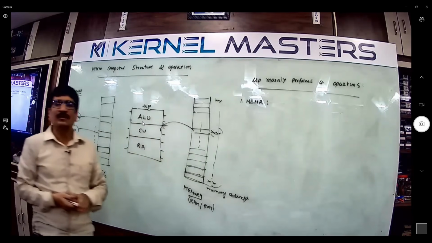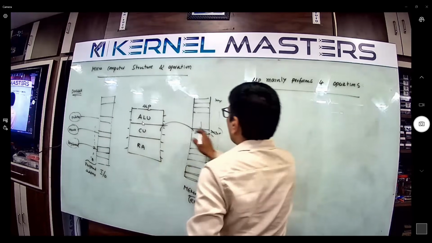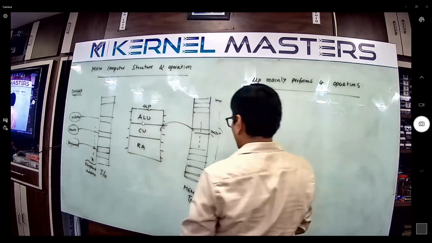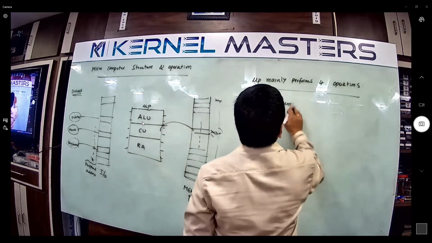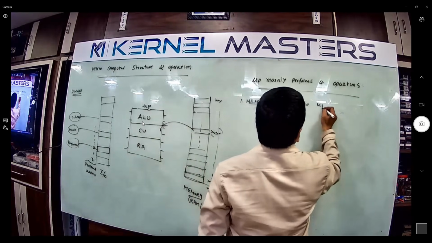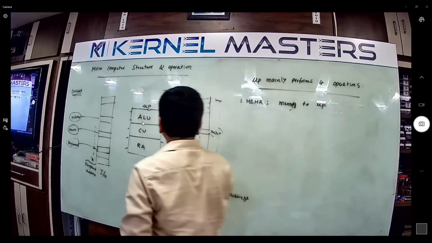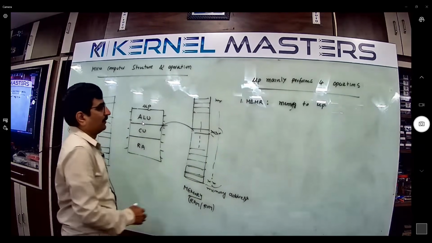So the meaning of memory read is nothing but data transfer. Data transfer from memory to processor. Data transfer from what? Memory to microprocessor. So read data from the memory.